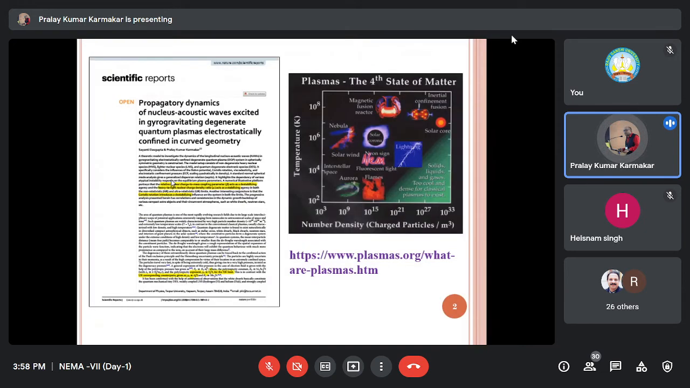This work has already been published in Scientific Reports, and here I'm just going to share some of the results. At the same time, this work connects to compact astrophysical objects.